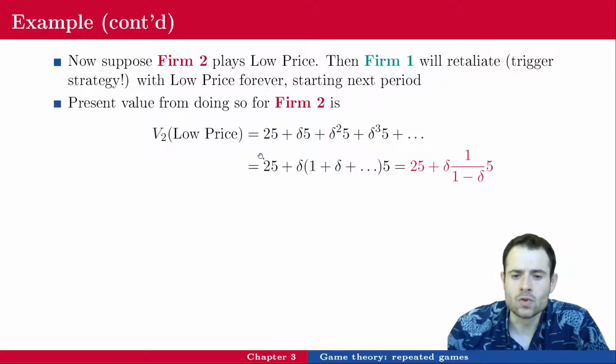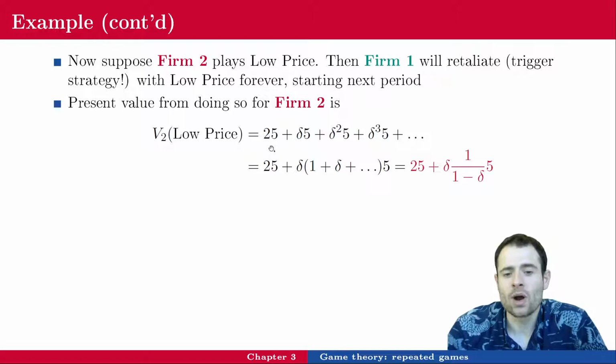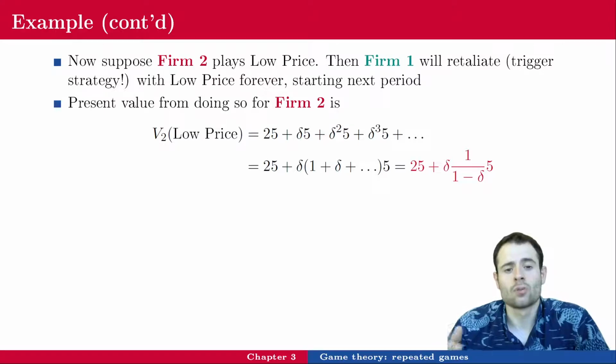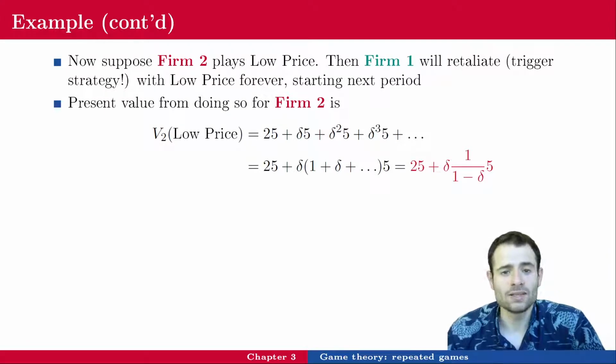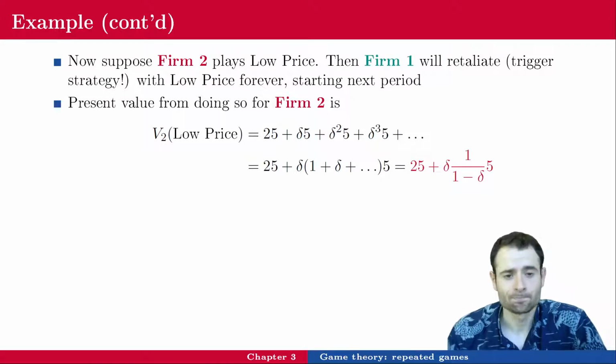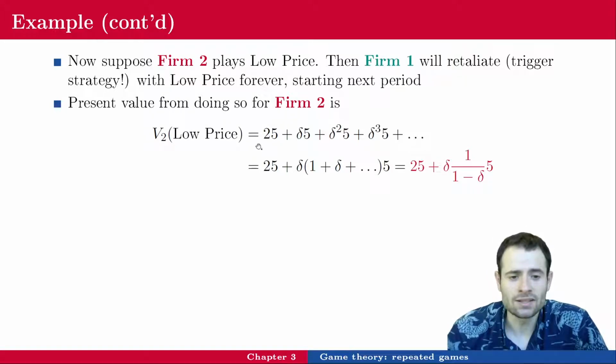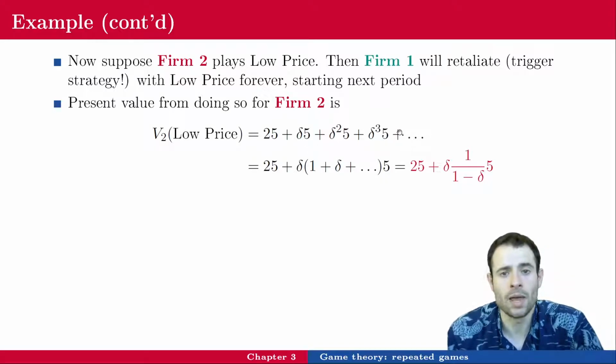So firm 2 makes a good amount of money the first day, but then at the end of the day, firm 1 sees that firm 2 played low price, and so firm 1 is like, oh, okay, low price forever. And then starting tomorrow, firm 1 will play low price. That's what grim trigger says. And firm 2, as we saw before, should keep playing low price. So after that, firm 2 will make a payoff of 5 forever. This is the low price payoff.